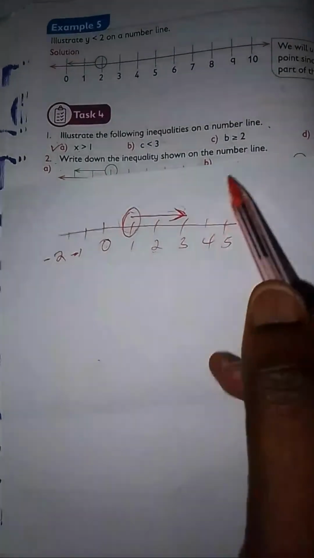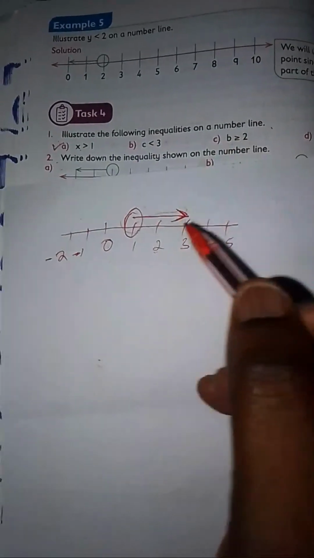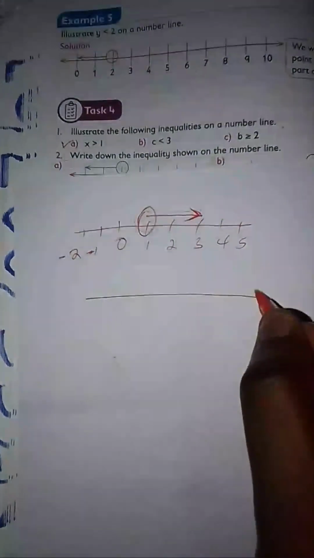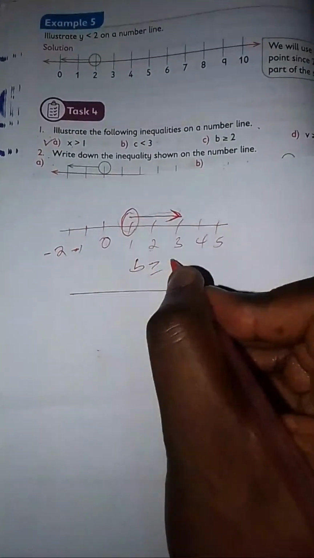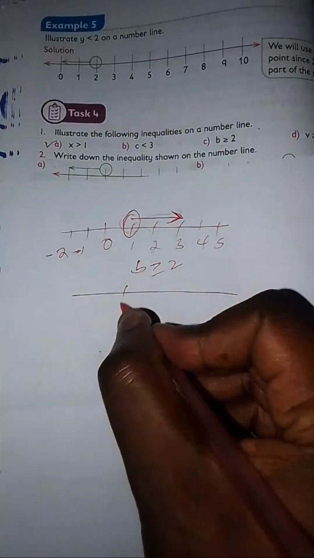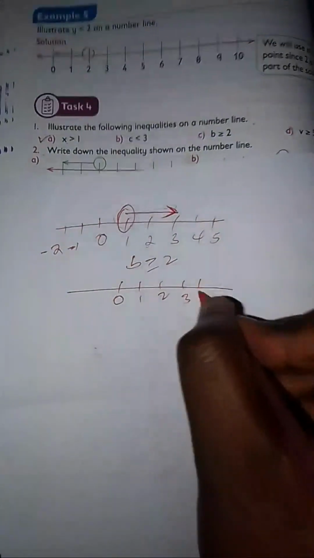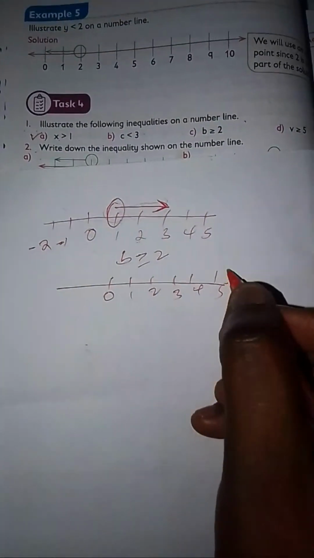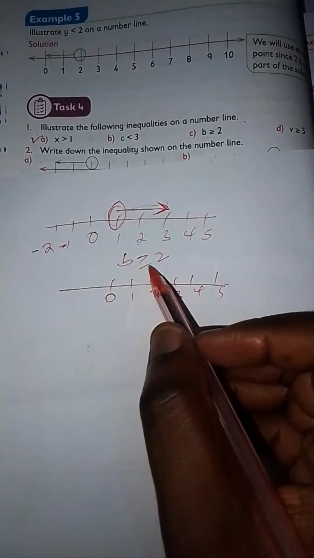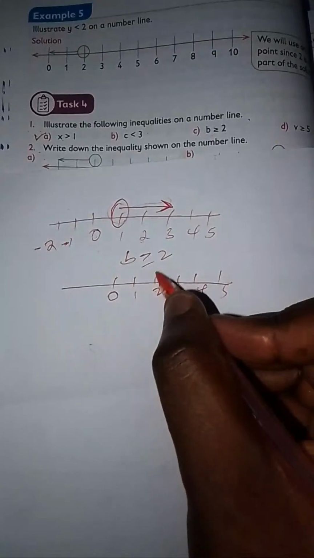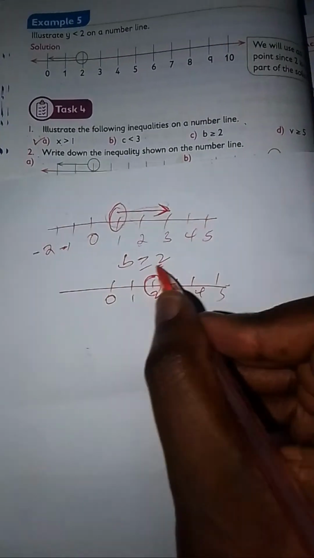Let's now move to this. b is greater than or equal to 2. So maybe we can draw a number line where we can say b is greater than or equal to 2. Then from there we shall have 0, 1, 2, 3, 4, 5. After having the 0 to 5, you are told b is greater than or equal to 2. So because 2 is here, we are going to underline where 2 is. Then you give the arrow because it is greater than.